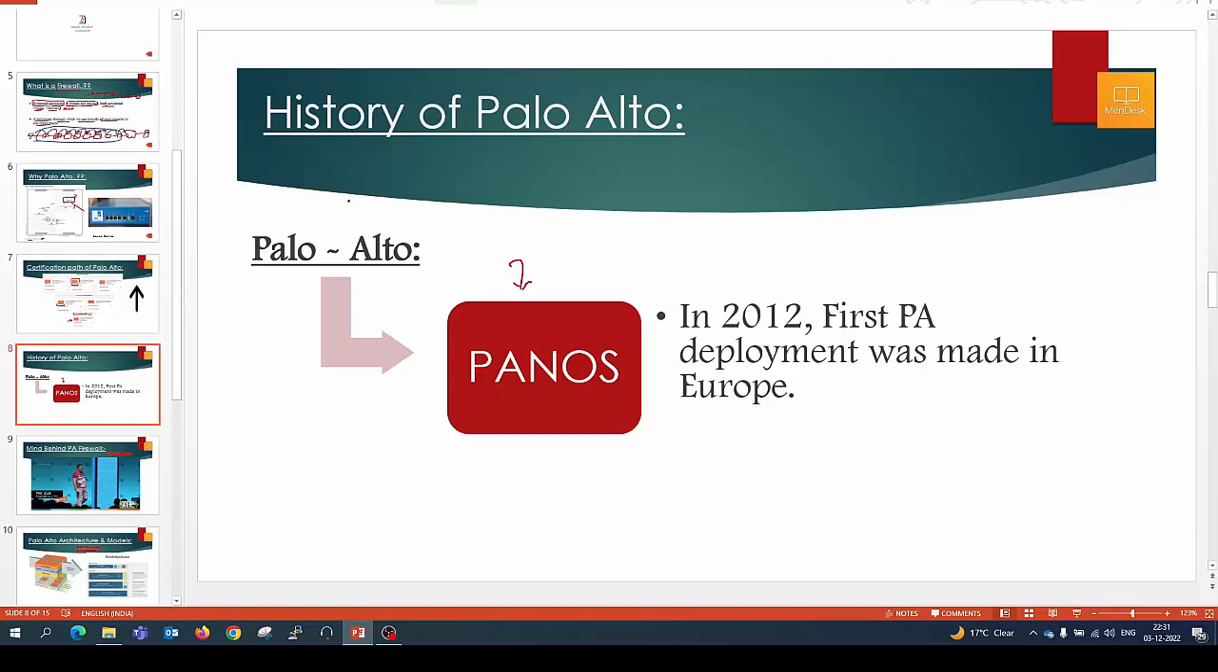And you will be amazed to see that Palo Alto is a city in California. This is a city in California where this technology was registered. The first PAN-OS operating system was launched in 2012, and the first Palo Alto deployment was made in Europe. And believe me, since then these guys have not looked backward. They have always moved forward, and you will understand why I'm saying this when we start working on Palo Alto.